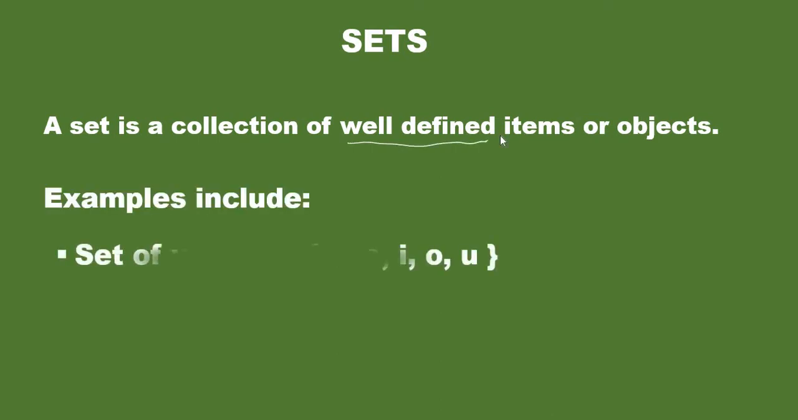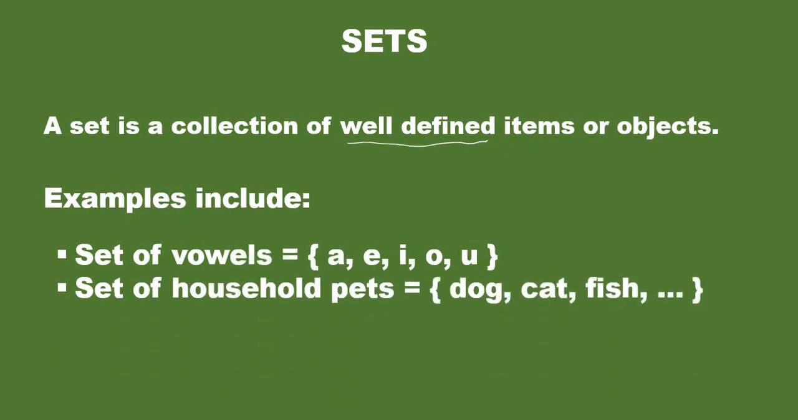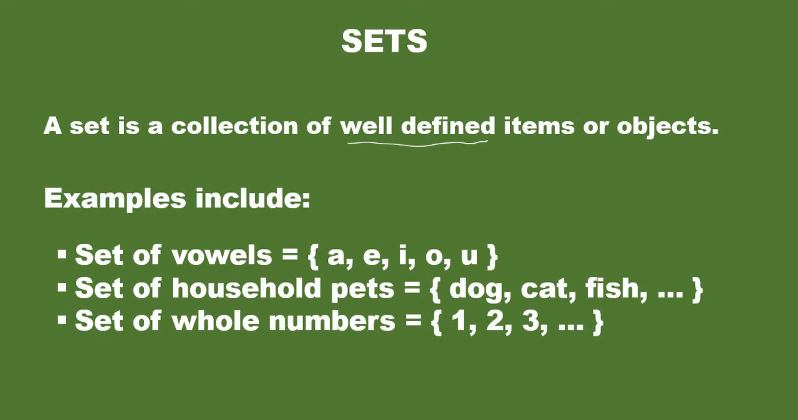Okay, I have instances. I have set of vowels, set of household pets, set of whole numbers, set of factors of 2, set of multiples of 2. Must be well defined. So a set is a collection of well defined items or objects.